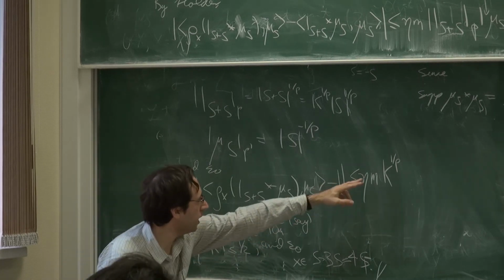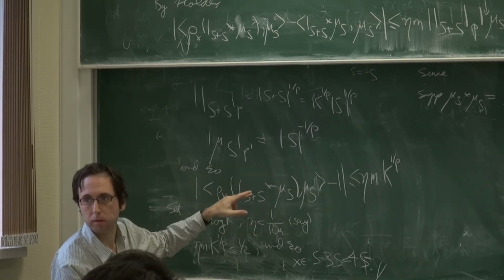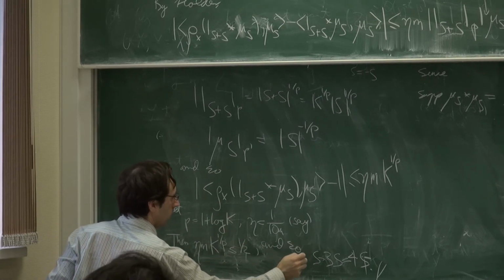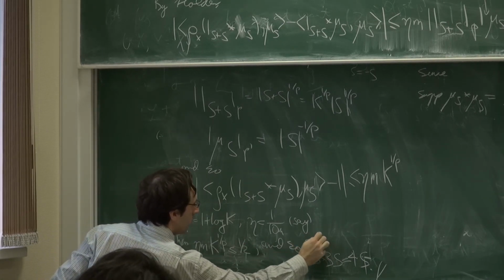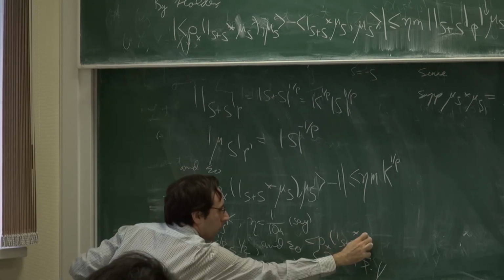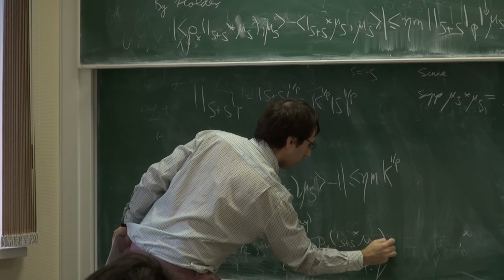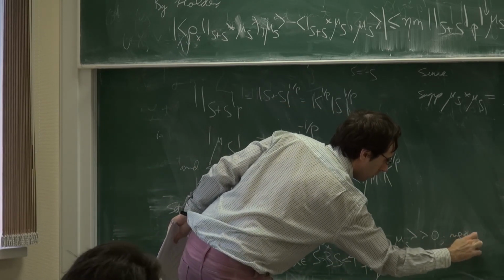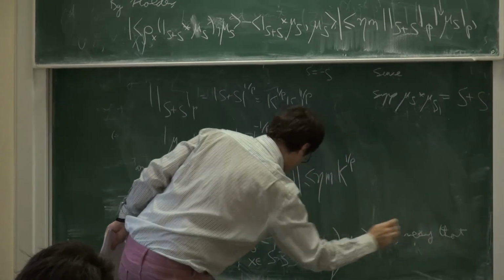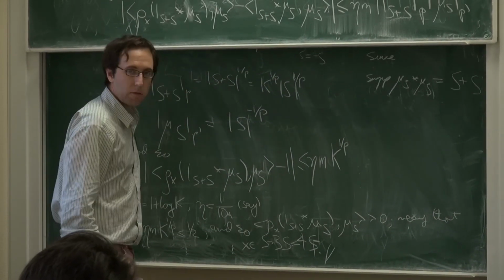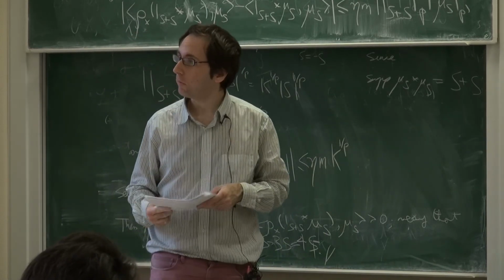But if this is less than 1/2, this means that this is positive. And so, well, I should write it in full. This is positive, meaning that what I just wrote, X is contained in S minus 3S. That is, X is contained in 4S. And that's what we wanted to prove.